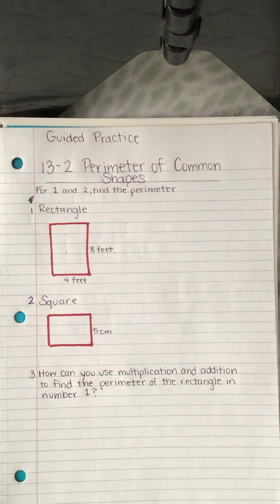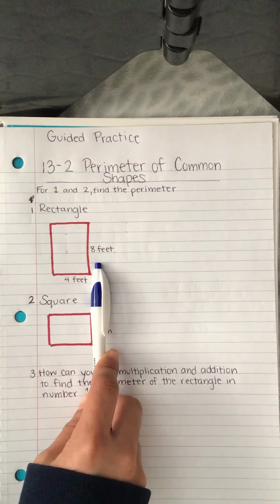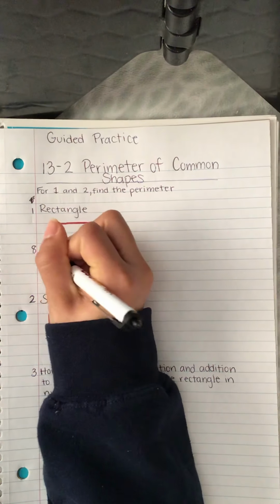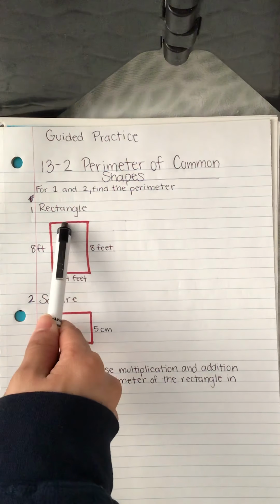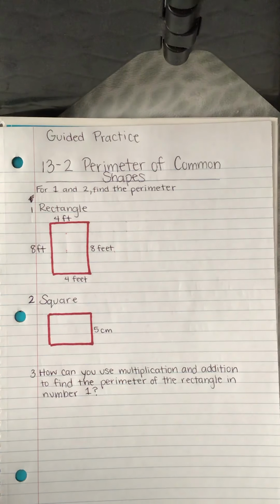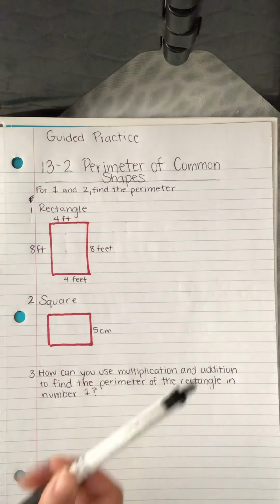Now let's go back to topic 12 where we learned about shapes. What do we remember about a rectangle? In a rectangle, the opposite sides are the same length, right? So if this side is 8 feet, that means that this side must also be 8 feet. If this side is 4 feet, the opposite side must also be 4 feet. So to find the perimeter of this rectangle, we would add all of these sides together.